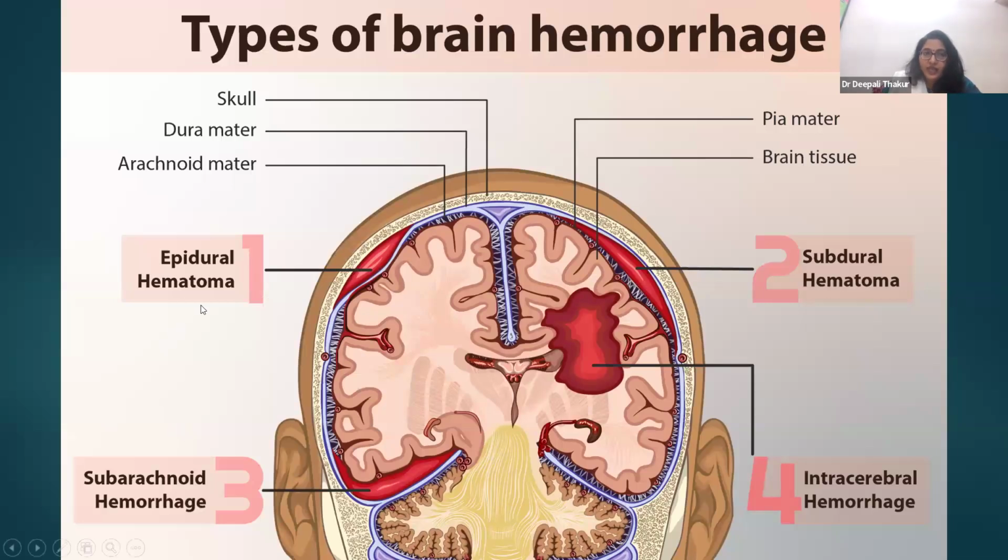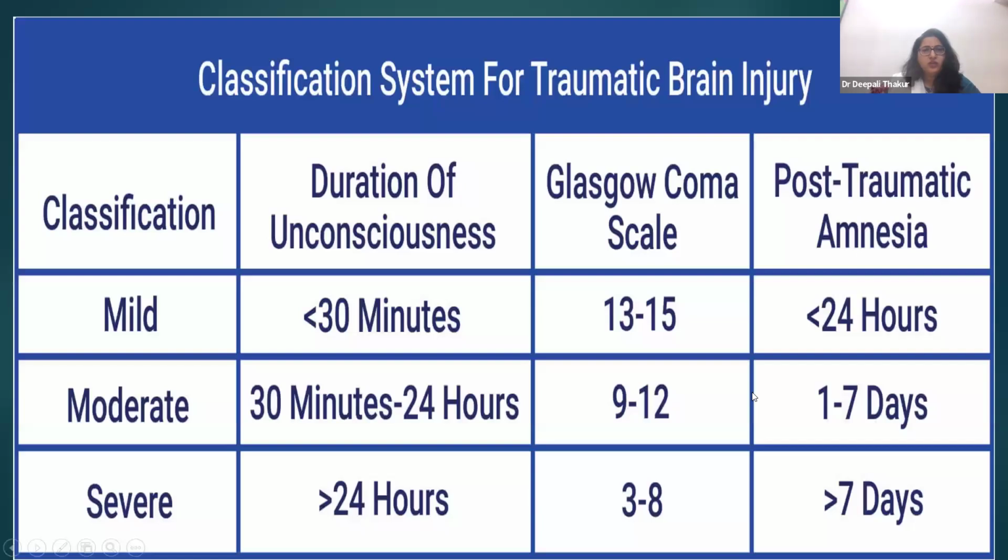So let's see what are the different types of hematomas. Epidural hematomas are the ones we have to remember. Depending upon the site, they have been classified. But as an anesthesiologist, we should remember that epidural hematomas represent arterial bleeds, so they can expand very fast. Subdural hematomas are mainly venous bleeds, so they have some time to develop. Then there are subarachnoid hemorrhage and intracerebral hemorrhage.